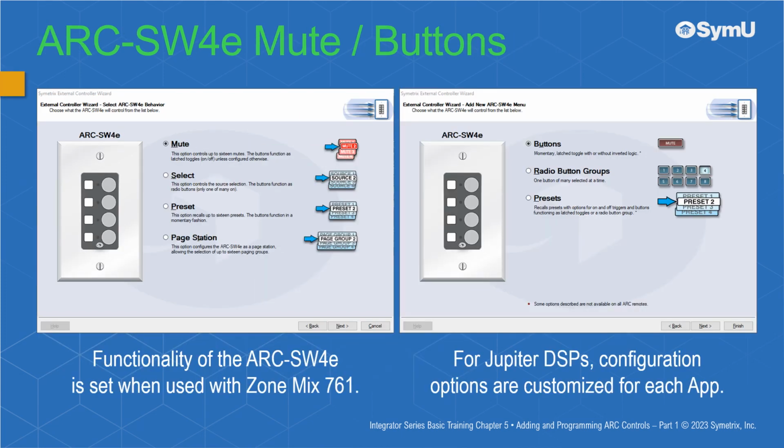When used with the Zone Mix 761, the ARC-SW4e can control mutes, select sources, recall presets, or support a page station. For Jupyter DSPs, functionality of the SW4e varies depending on the Jupyter app being used. Typical functions include muting and preset recall.